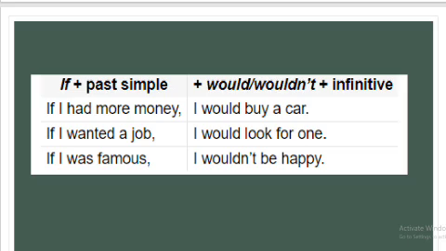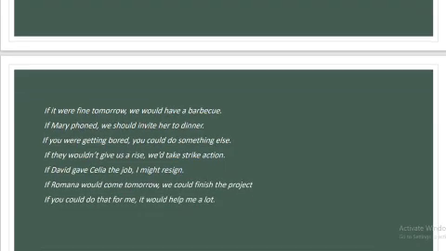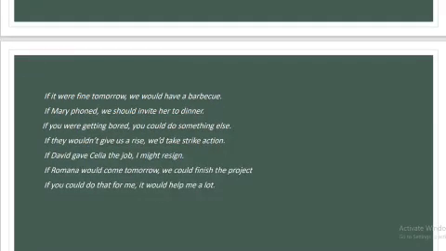Here, again, the formula is emphasized: if plus past simple plus would plus infinitive, and you can see the examples. Okay, here you can see more examples with if. If it were fine tomorrow, we would have a barbecue. If Mary found, we should invite her to dinner. If you were getting bored, you could do something else.